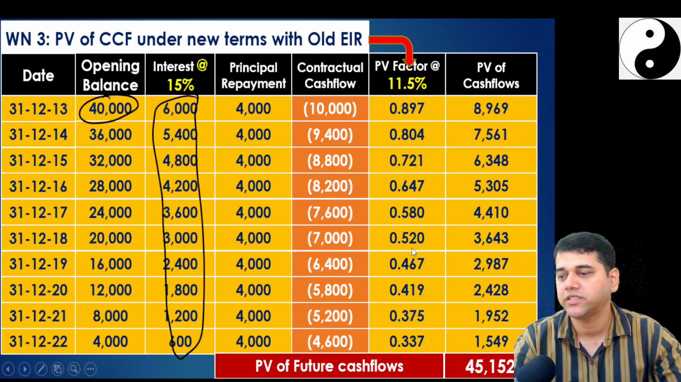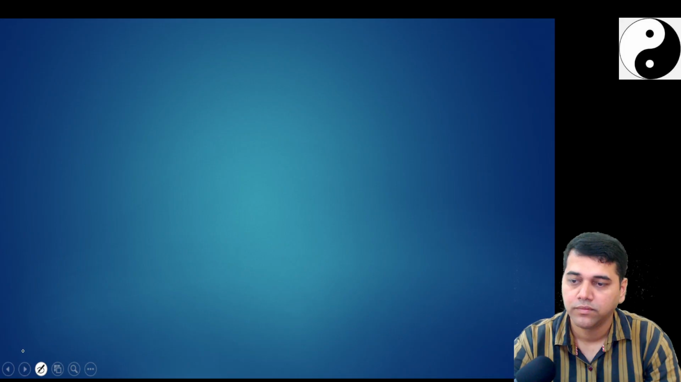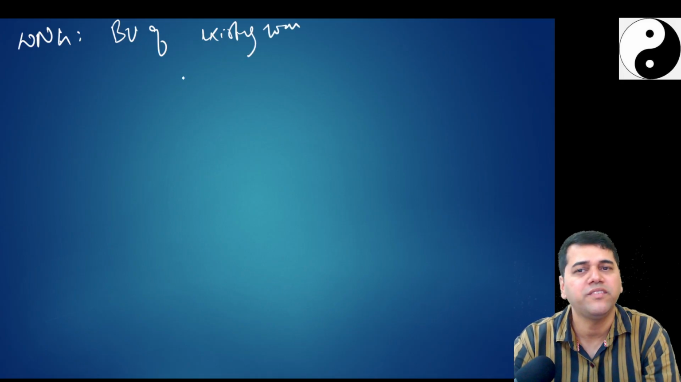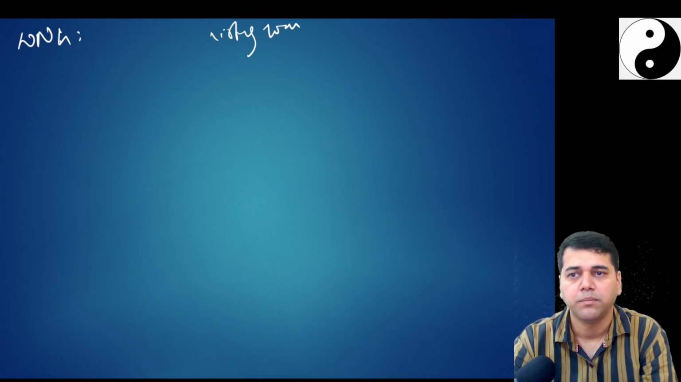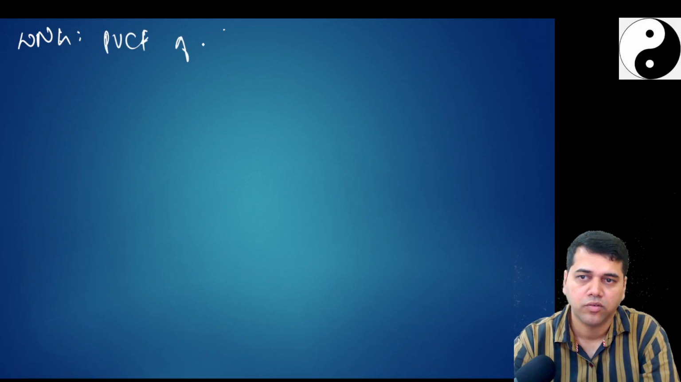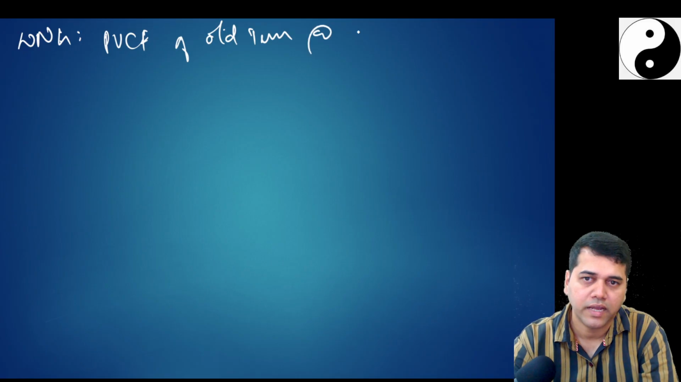So what should I do next? I want the book value of the new loan now, the existing loan. Calculation of working note number 4. I have maintained the same format, book value of existing loan, or PVCF under, not book value, we can write PVCF of old terms at 11.5%.